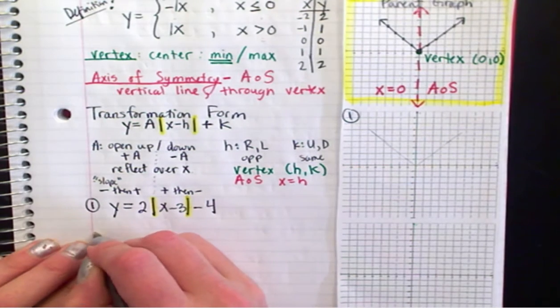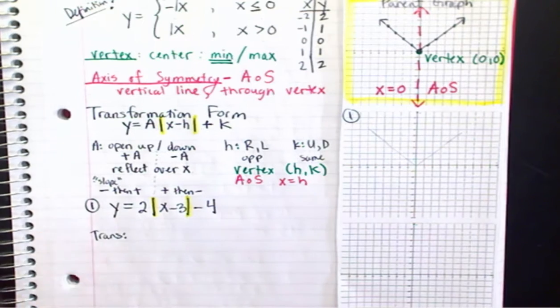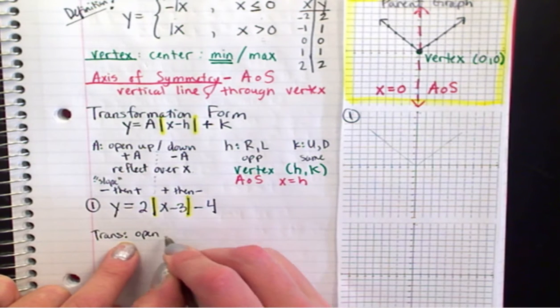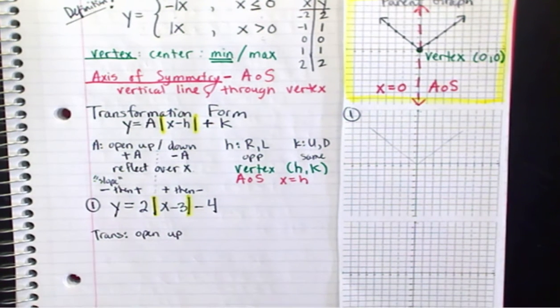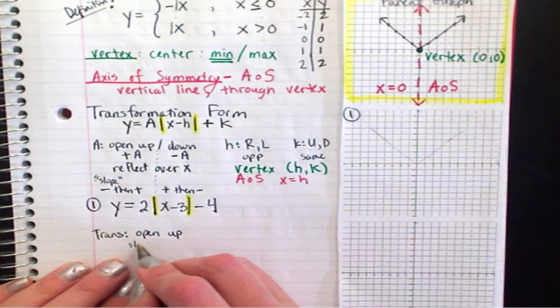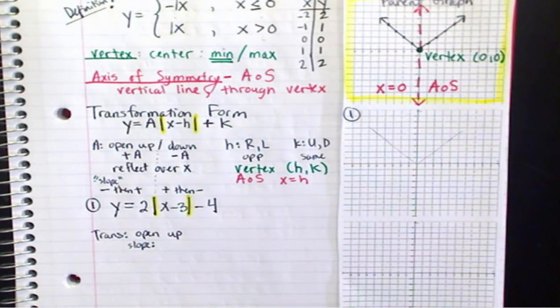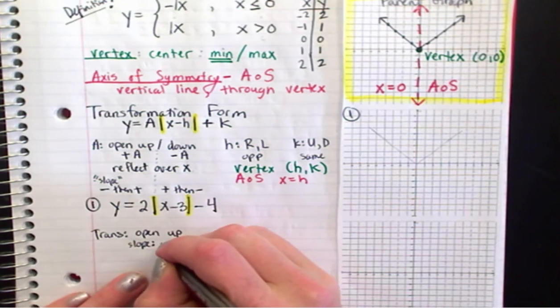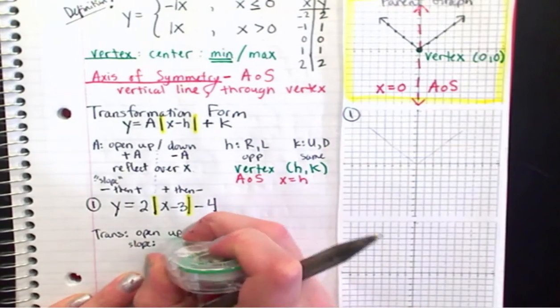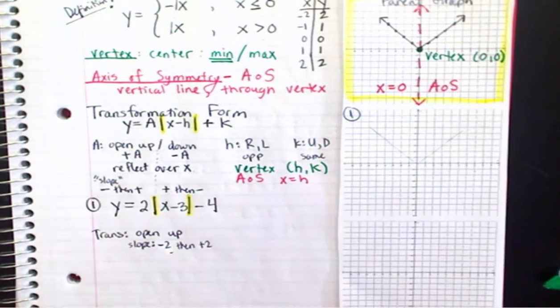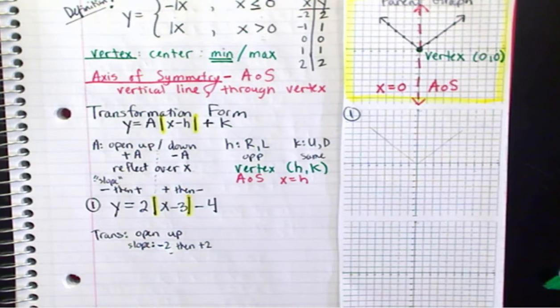A. I'm just going to transformations. Here we go. Opens up. Because it's a positive 2. And I'm going to say slope is opening up. Okay, so what comes first? Negative or positive slope? Okay, negative 2, negative 2, then positive 2 slope. My slope is changing in the absolute value graph.